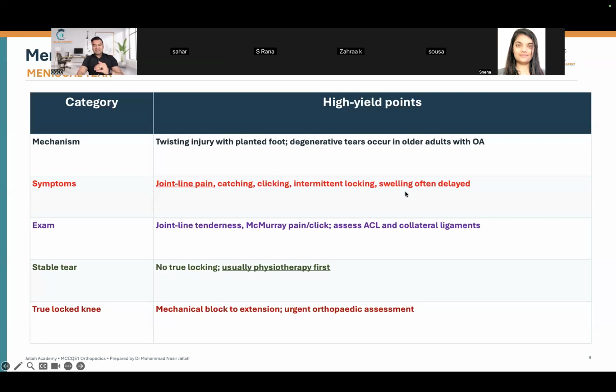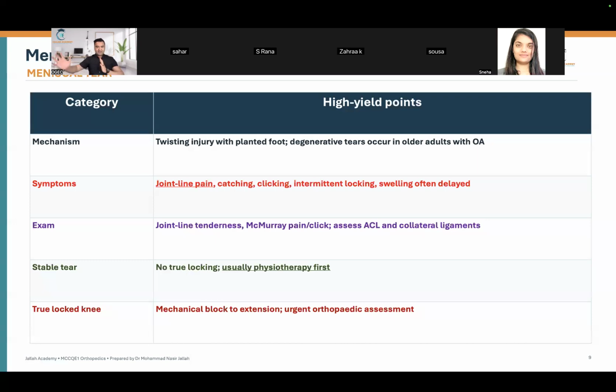But if it happens slowly later on, it is usually a meniscal tear, okay? Remember that. Exam: joint line tenderness, McMurray pain, click. Assess the anterior cruciate ligament and collateral ligament. We will do this in the physical examination when we are doing the NAQS. You have to see it.